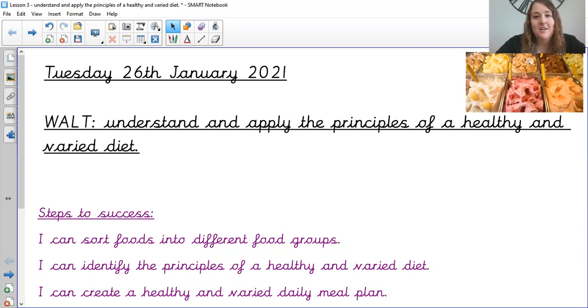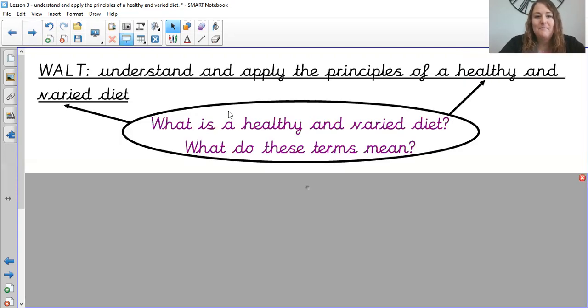This is the third DT in this unit, still looking at food, and today we are going to be understanding and applying the principles of a healthy and varied diet. Your steps of success for today then: we're going to be sorting foods into different food groups. We're going to be identifying the principles of a healthy and varied diet, and then you're going to create a healthy and varied daily meal plan. Let's get started for the day then.